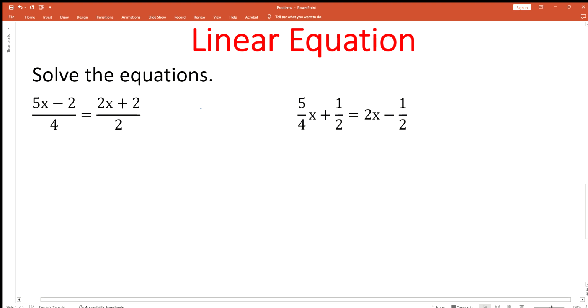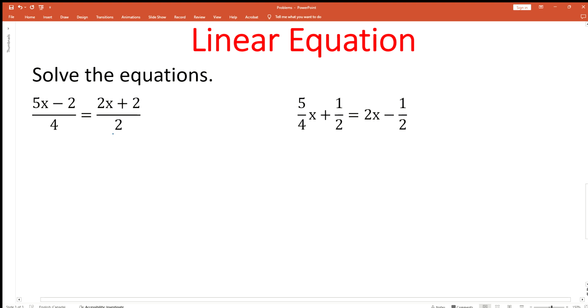In this video, we'll solve two linear equations. Let's start with the first one. (5x - 2)/4 = (2x + 2)/2. In this equation, the expressions on both sides of this equation are in fraction form.